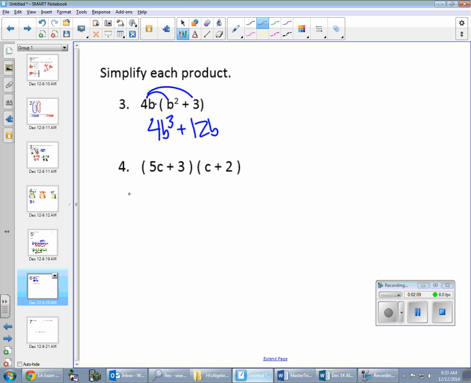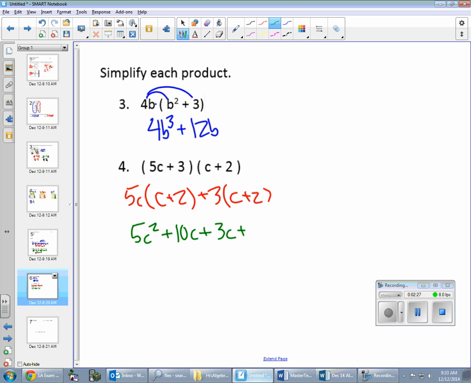Some people call this foiling. I like to write it out. Take 5c and distribute into c plus 2, and distribute positive 3 into c plus 2. Now I need to distribute 5c into c plus 2, so 5c squared plus 10c plus 3c plus 6. The main thing that you get from this is that there are 4 multiplications that must happen, and you will typically have like terms in the middle. For the problems that we do, you usually have like terms in the middle. So 5c squared plus 13c plus 6.